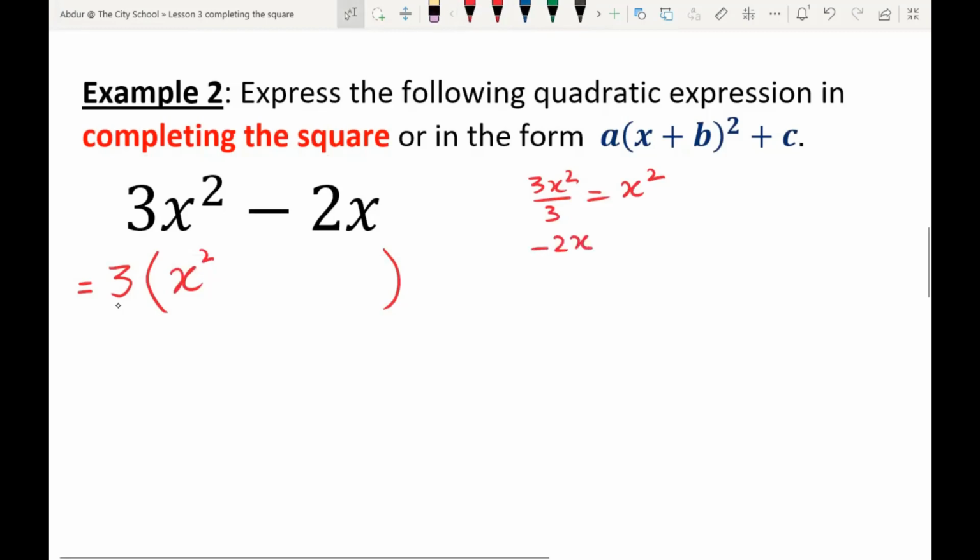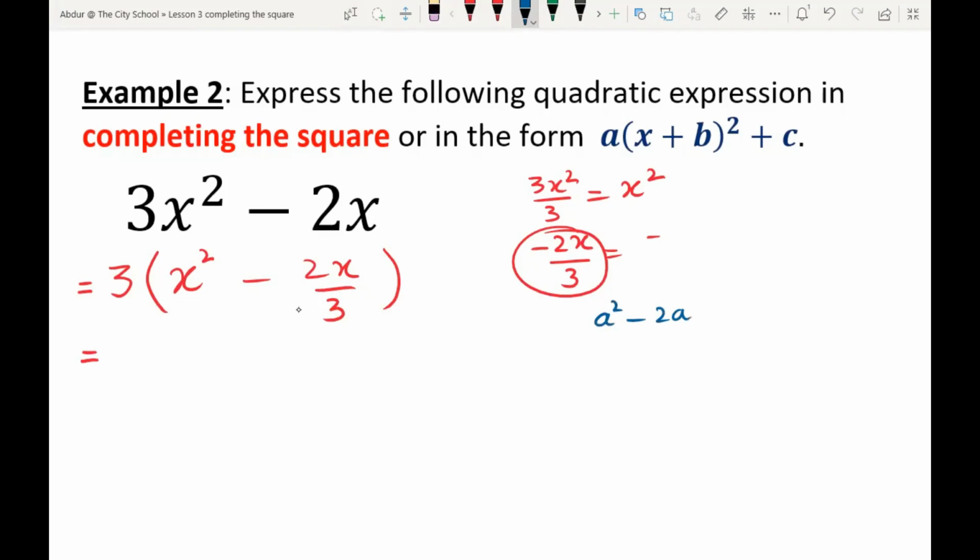When you divide minus 2x by 3, it will be minus 2x over 3. So I'm going to write minus 2x over 3. Rule is you have to divide each term with common. Next step is by using an identity a square minus 2ab plus b square, I'm going to write identity again. A square minus 2ab plus b square, which will be a minus b whole square.